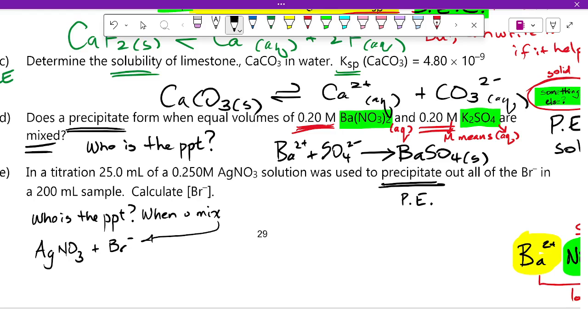Sulfide? No. We only have silver nitrate and bromide. Both of these are aqueous. What do we end up with? We end up with AgBr, because really what we've got is Ag plus and NO3 minus. Remember, anytime you're doing a complete ionic equation, this is aqueous, so it will split up.